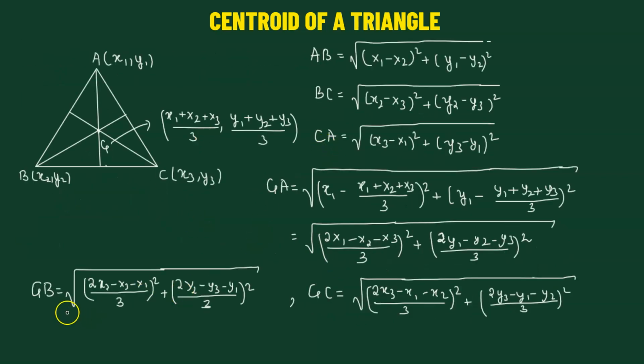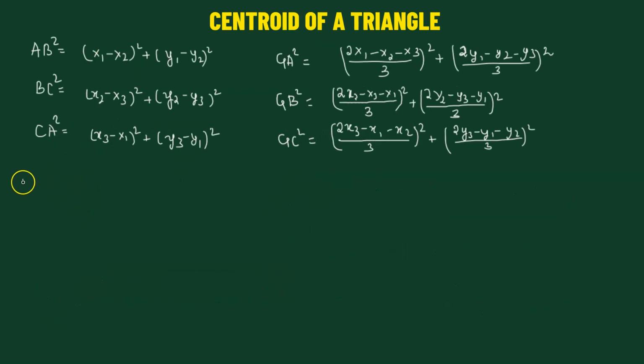Now that we have the lengths of GB and GC, in the next step we're going to square each of the lengths starting from AB. So we'll do AB squared, BC squared, CA squared, and also GA squared, GB squared, and GC squared. We'll first begin by adding AB squared plus BC squared plus CA squared.